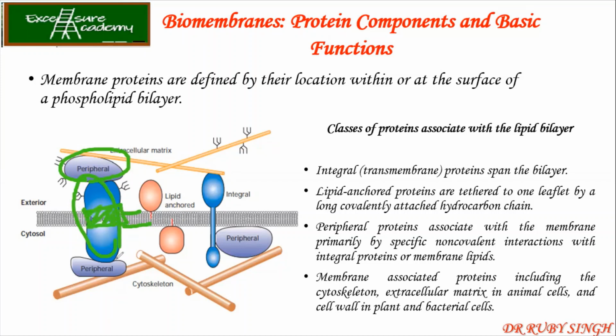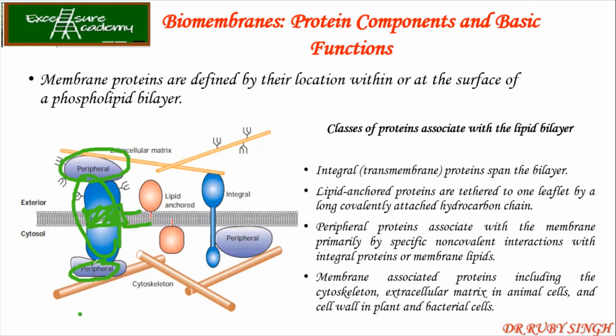Then we have the peripheral proteins. Peripheral proteins are going to be water soluble. Either they are present on the extracellular matrix or inside the cytoplasm. They are loosely associated with either the integral proteins or the phospholipids itself. So different types are there, which we are going to see now.